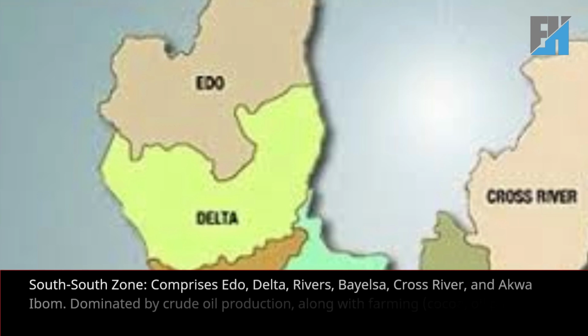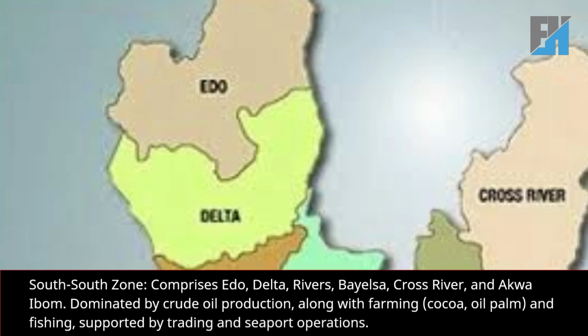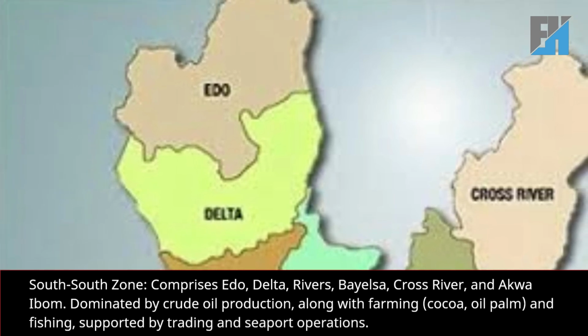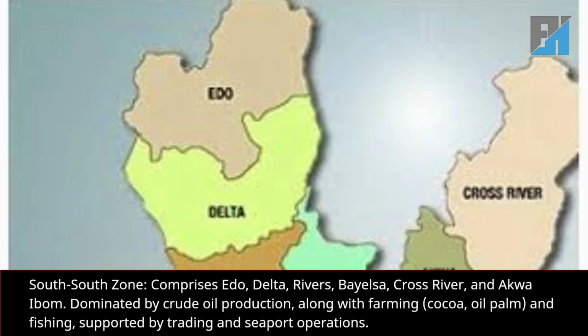South-South Zone comprises Edo, Delta, Rivers, Bayelsa, Cross River, and Akwa Ibom. Dominated by crude oil production, along with farming, cocoa, oil palm, and fishing, supported by trading and seaport operations.